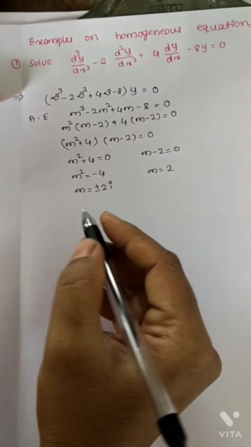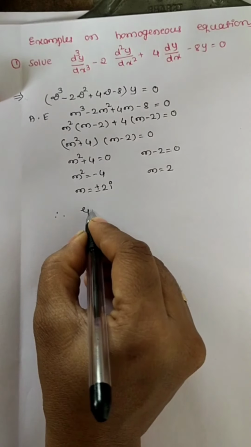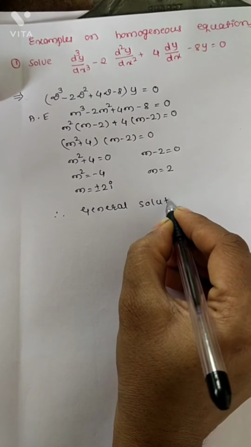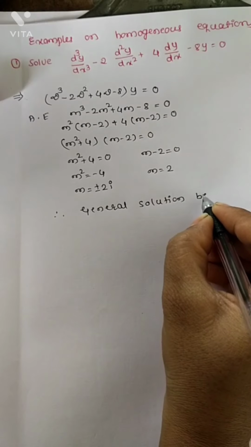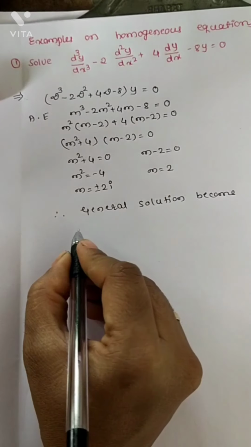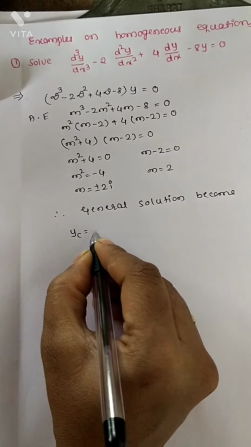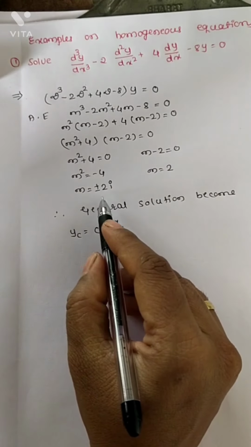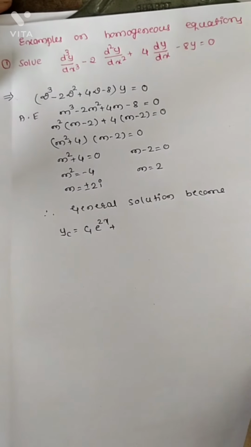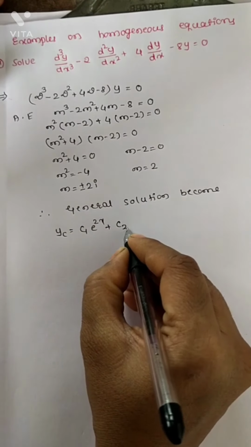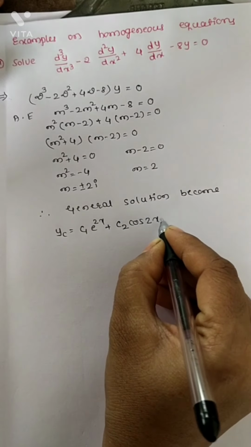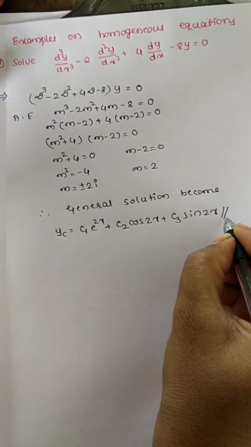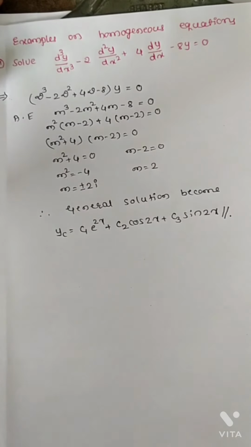Now we got the 3 roots. Therefore, the general solution becomes yc is equal to c1 e to the power 2x plus, here it is a complex root, that's why we have to write c2 cos 2x plus c3 sin 2x. This is the solution of our example.